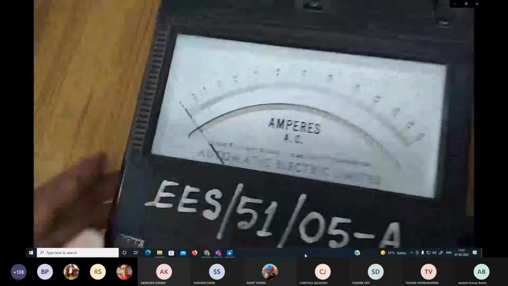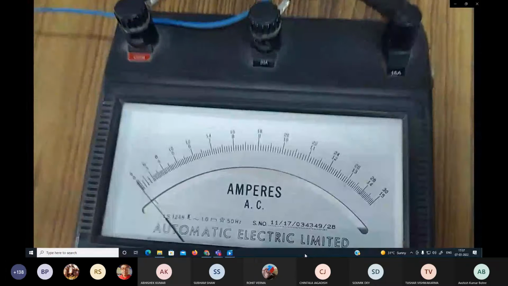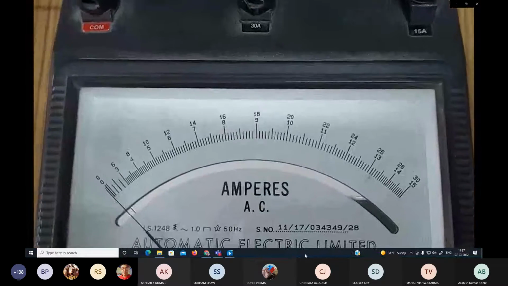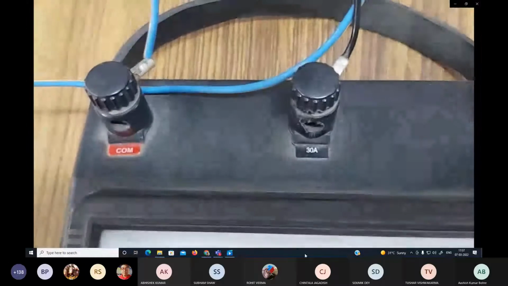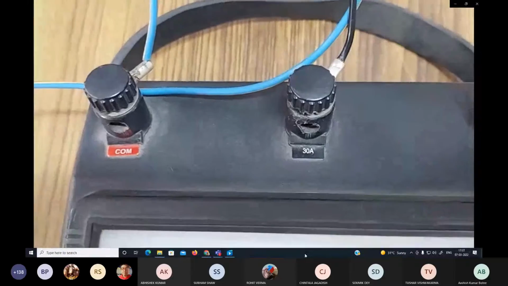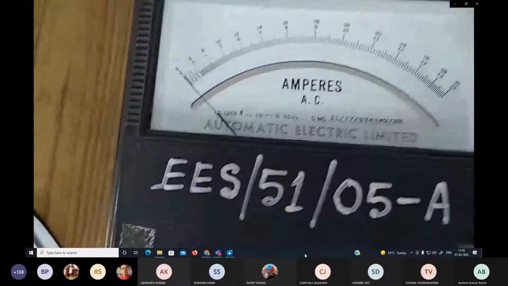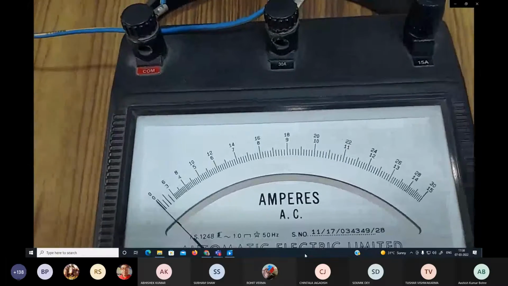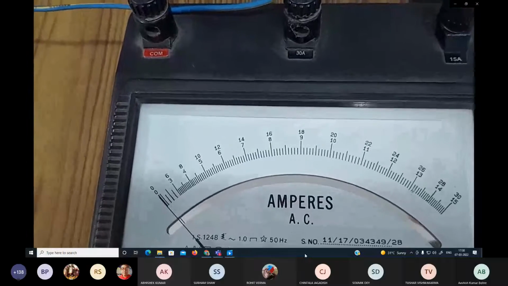Here you can see that as the current value is high, that is 18.18 ampere, we have connected to a higher range, that is the 30 ampere range, so that the measurement comes within the scale. There is another scale, 15, but as 18 is more than 15, we will not choose that 15, otherwise we will not be able to measure the full scale deflection.